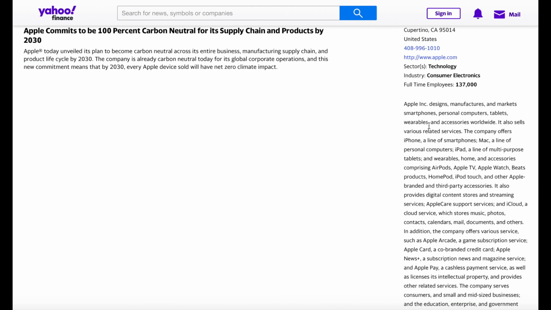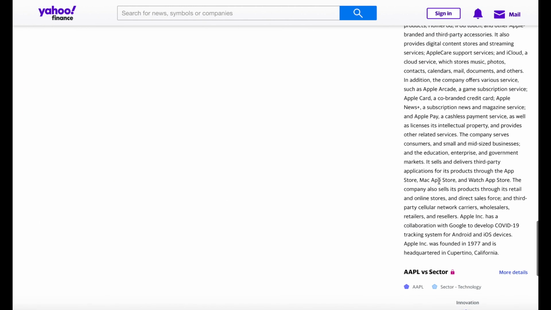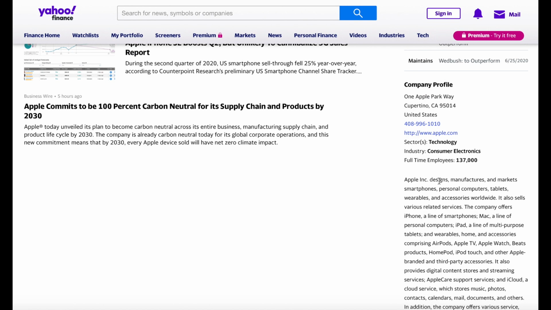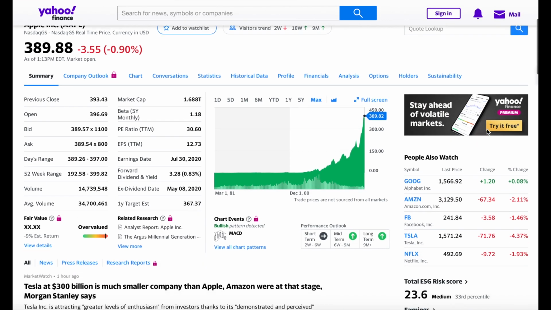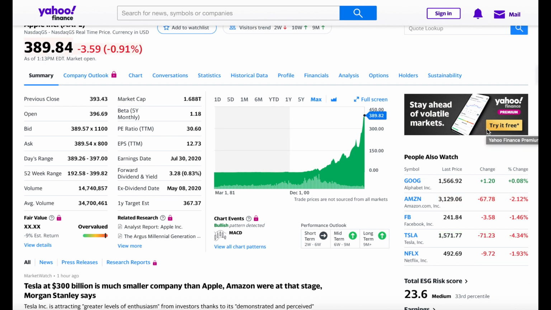I do like to look at the company profile as well a lot of the time, because it kind of gives me an idea what they do. Obviously, they're in tech, so right now especially tech is very important. So just keep that in mind as well. But I hope that this was a good demonstration of what you can see on this.